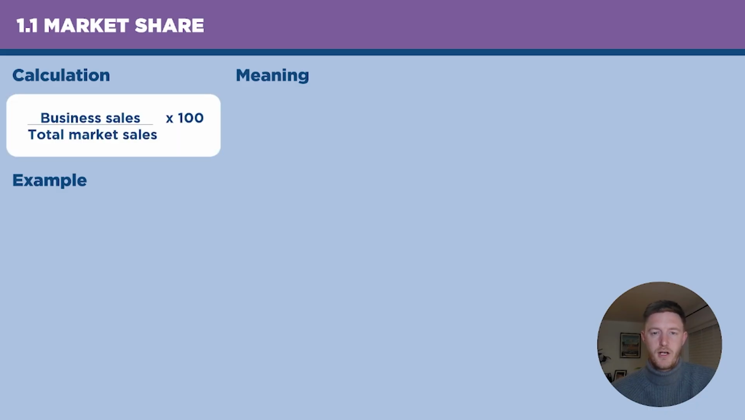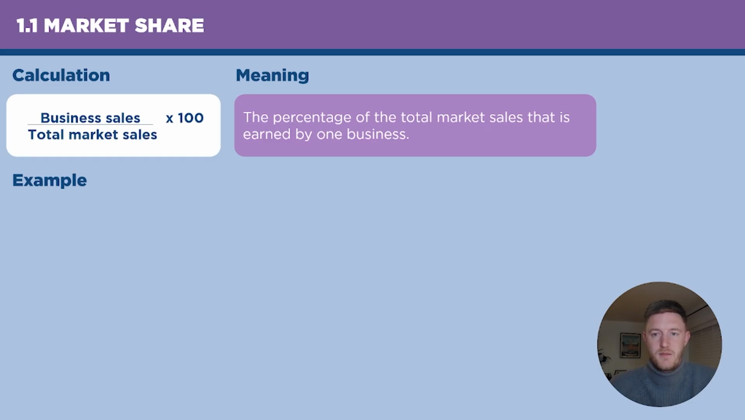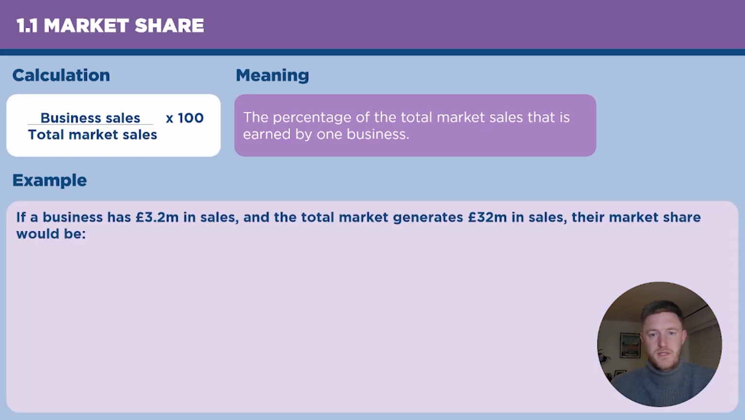The calculation for market share is the business sales divided by the total market sales, times 100. It's a percentage. The meaning is that it's the percentage of the total market sales that is earned by one business. So for example, if a business has £3.2 million in sales and the total market generates £32 million in sales, their market share would be 3.2 million over 32 million, times 100, which is 10%.